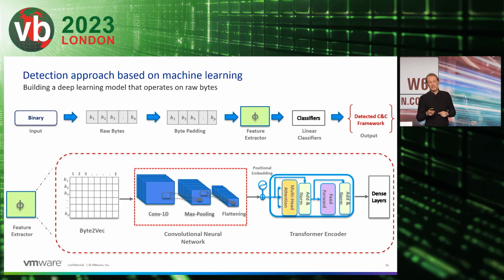With the help of C2F2, we were able to generate thousands of samples. And based on the research that we found that allowed detecting executables, that allowed to create a machine learning model that operates on raw bytes, we decided to build our own model. And this is the model that we came up with.